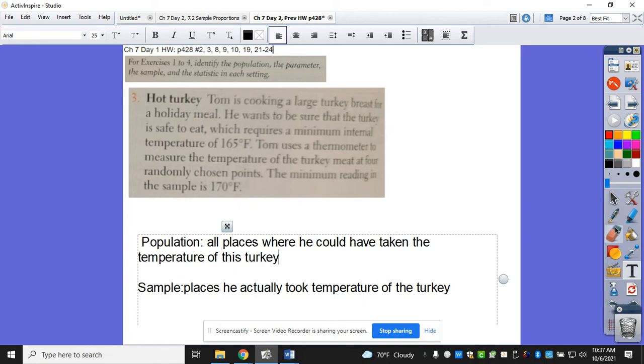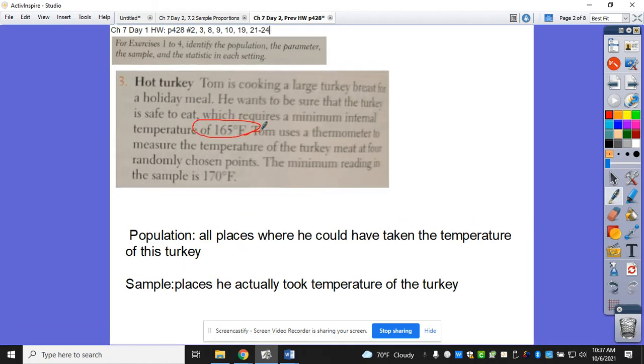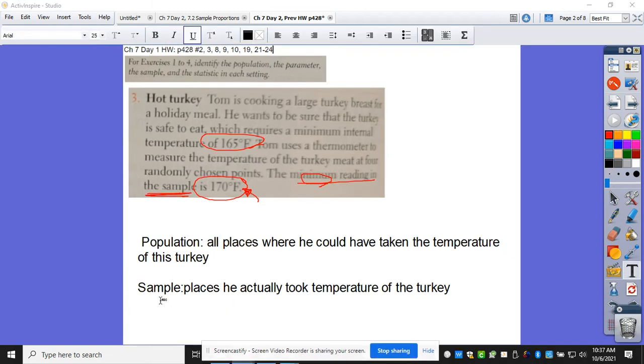So this gives me 2 different numbers. It gives me 165 and 170. Well, this one is very obvious and says of the sample. Well, this is a what kind of statistic? Like, it's not a mean, but it's a what? It's just a minimum. So all we could write for this one, we don't have a symbol for that.